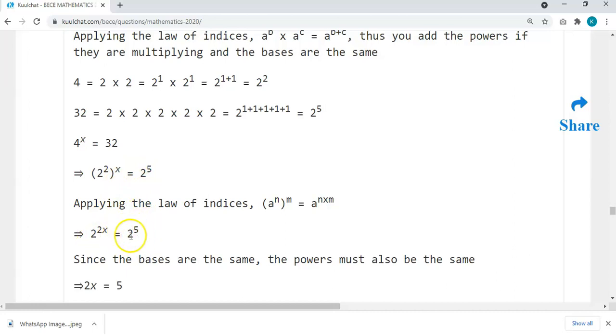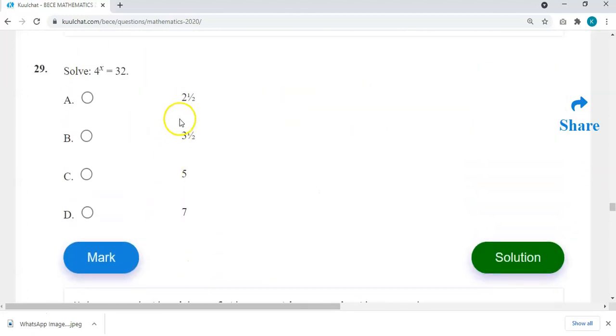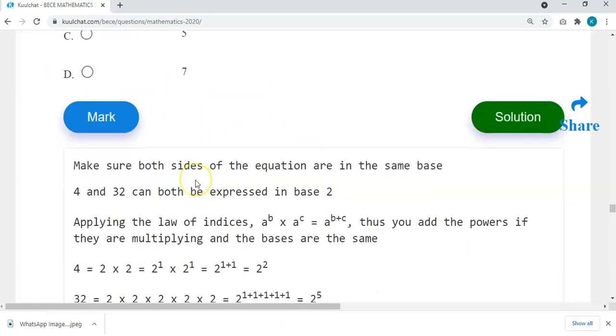Now, anytime the bases are the same and we say they are equal, then the powers should also be the same. So since we have base 2, we have base 2, and we say they are equal, then it means that this power must be equal to this. So 2x should be equal to 5. You solve for the value of x. So x will be equal to 5 over 2. 2 goes into 5 2 times, remainder 1. So you have 2 whole number 1/2. So the answer is A.